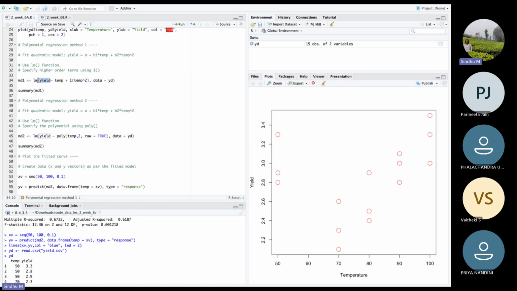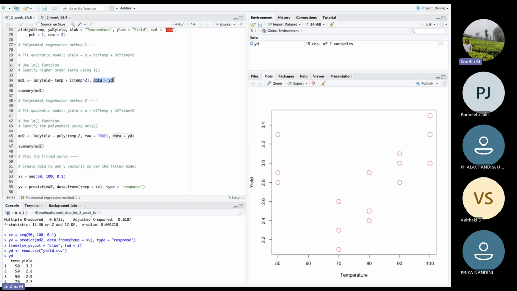So the first term is the same, that we have to fit yield, the dependent variable. That will be the first term, tilde. But here extra, we are having this squared term. So to use the squared term or any of the higher order terms, we have to use the I function. So we are mentioning that it is for temperature for this term as well as temperature square for the higher order term, right? And so the function is the same, LM. So just this term is extra because we are having an extra term in our equation here.